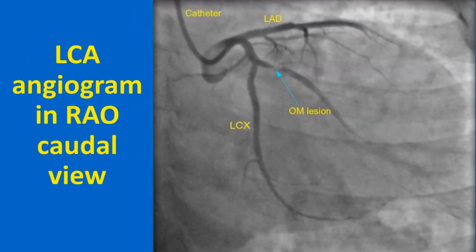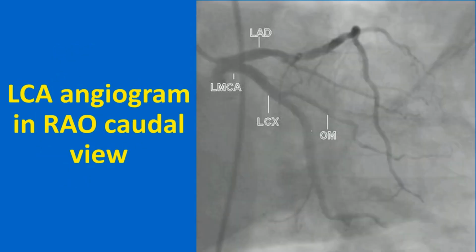Left coronary angiogram in RAO caudal view showing a tight lesion in the obtuse marginal branch of the left circumflex coronary artery. LAD, left anterior descending coronary artery. The OM lesion is marked by the blue arrow and is seen in the proximal portion of the obtuse marginal, which is a major branch of the left circumflex.